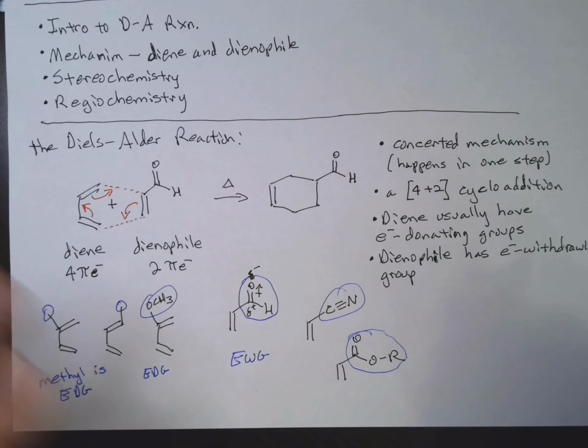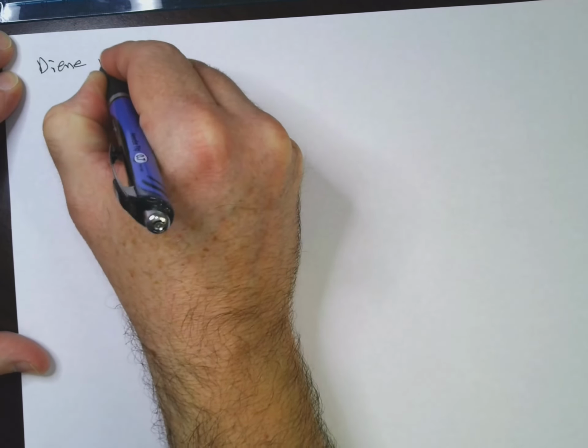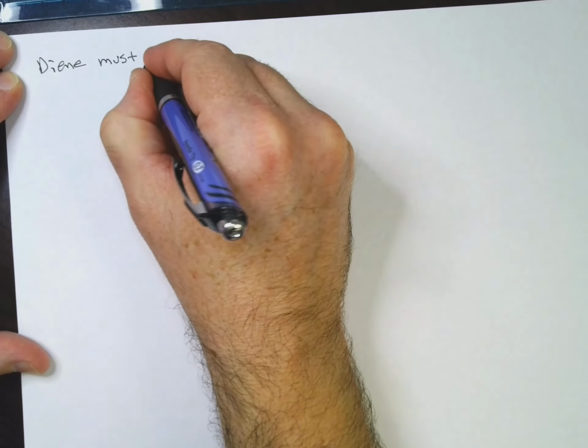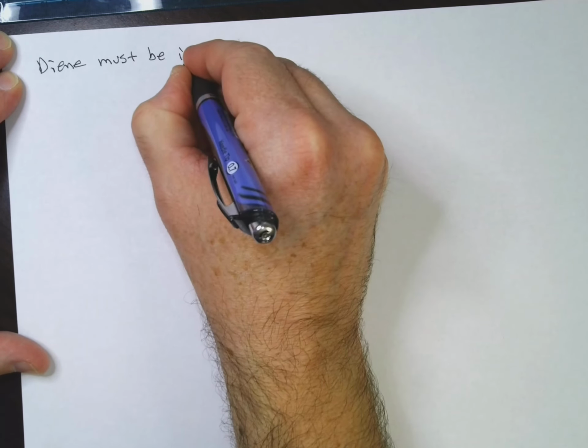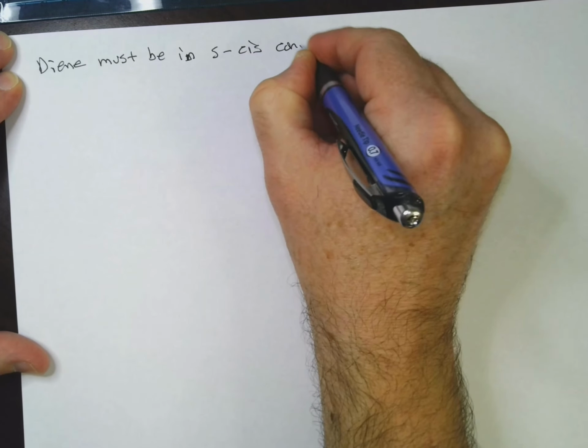Perhaps the most important thing for a diene is the following. Let me find my paper here. And that is the diene must have the right conformation. It must be in the s-cis conformation.